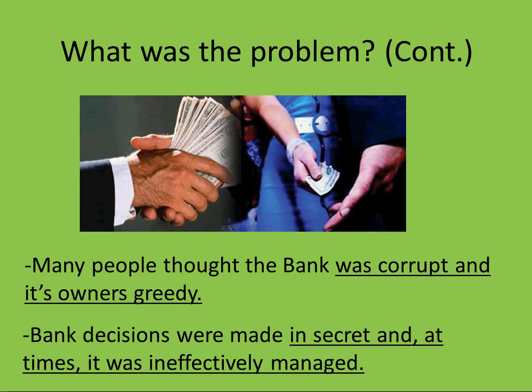Many people thought that the bank was corrupt, that the owners could be greedy, money changing hands, people looking the other way, certain loans being given out to certain people, other people not being given loans. Bank decisions were thought to be made in secret, and at times it was not managed very well.